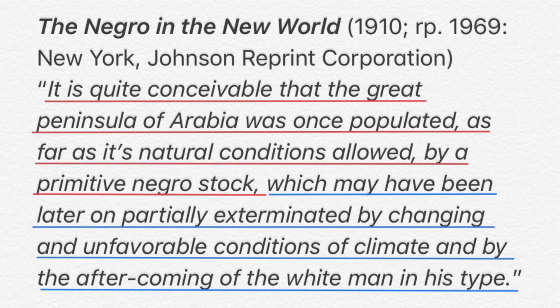This is from The Negro in the New World, which also details how early Arabia looked. It is quite conceivable that the great peninsula of Arabia was once populated, as far as its natural conditions allowed, by a primitive Negro stock, which may have been later partially exterminated by changing, unfavorable conditions of climate and by the aftercoming of the white man and his type. Of course, I feel like that'll be the J markers.